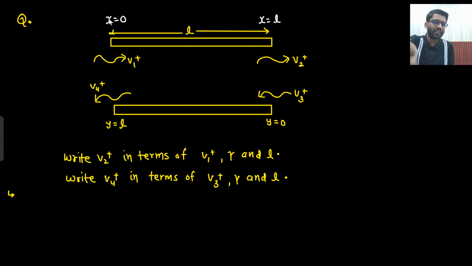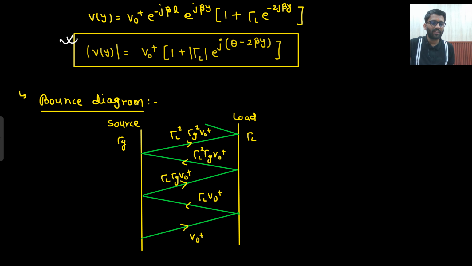Why am I doing the analysis from x equals 0 to x equals L? Later on I will convert that: y equals 0 is there, y equals L is there. This is given in the question. Later on I can convert x into y. The same thing we did here.